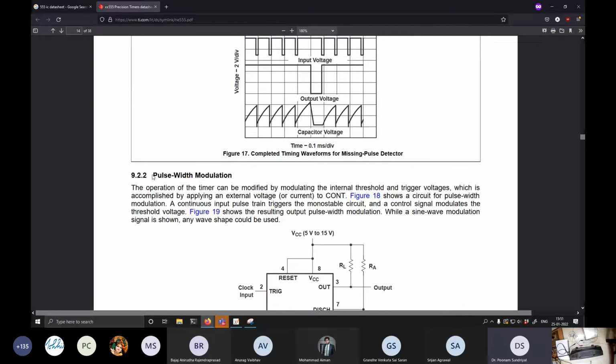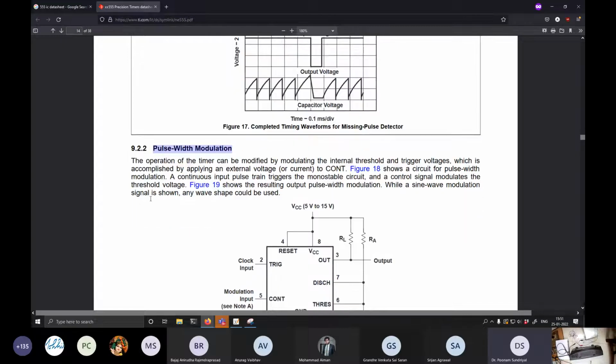You have pulse width modulation. This circuit, if we have time today, we will discuss today itself, or we can do it in the beginning of the next class.